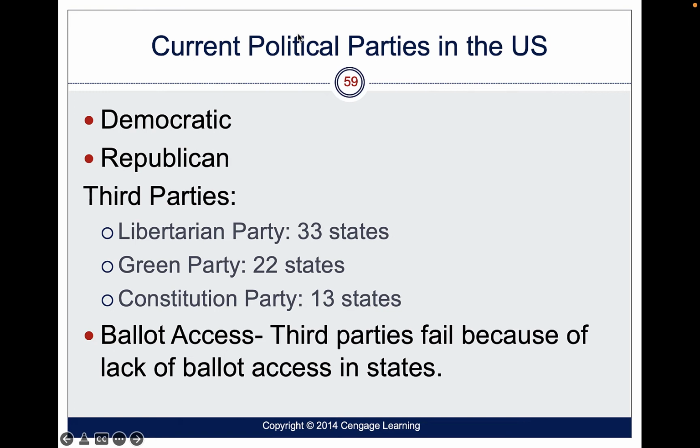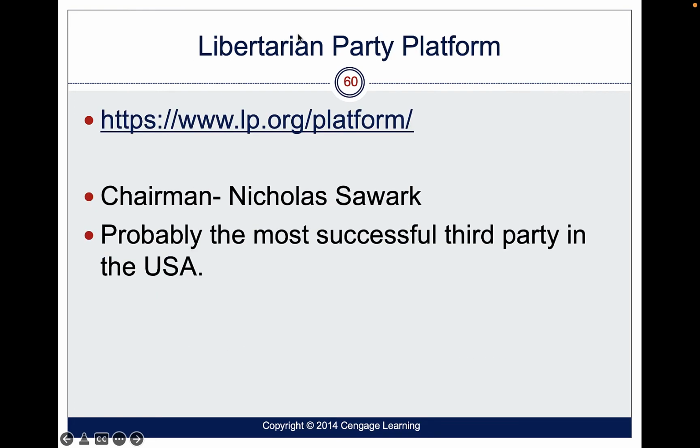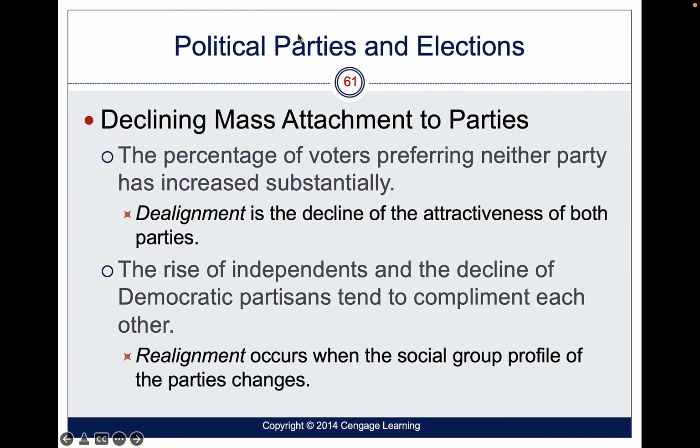The Libertarian Party, which is the biggest third party here, which is a socially liberal, economically conservative party, are only on the ballot in 33 states, meaning they're not on the ballot in 17 other states. Now, can they conceivably win the presidency? Yeah, it's possible, but it's not likely because they don't have that ballot access in the other 17 states. Here's the platform if you want to look at it. It's a good illustration of some of the things that they're for and against. And if you look at it, you're going to notice that they're very much socially liberal, but economically conservative.